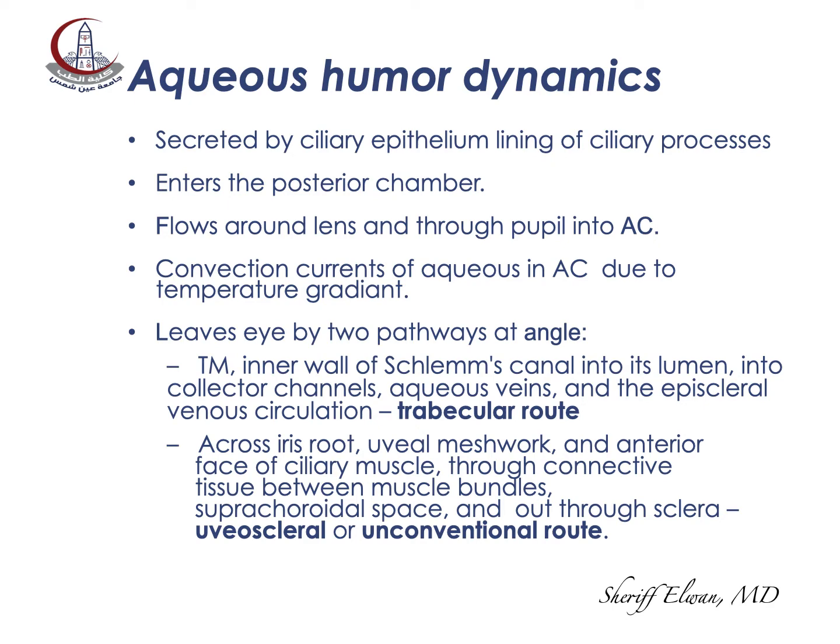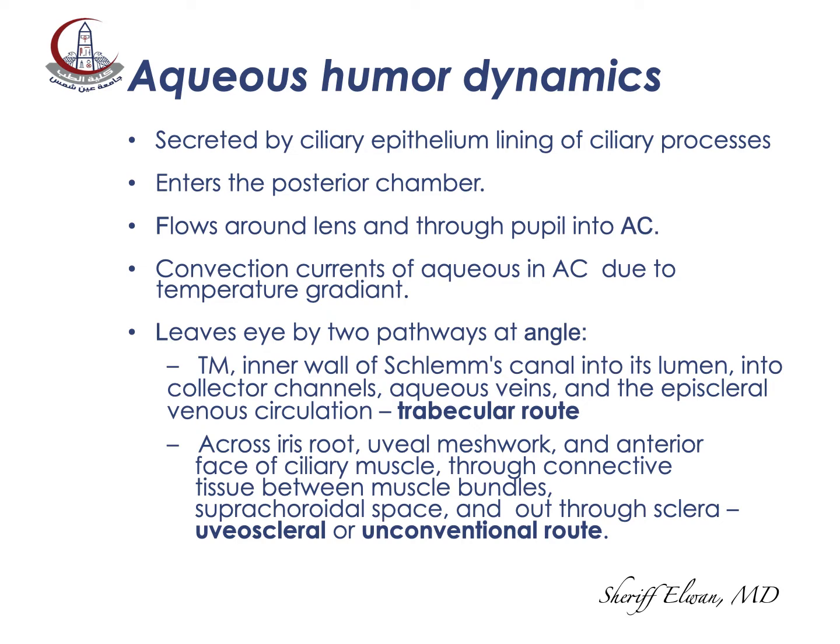And it leaves the eye by two pathways at the angle. The first is through the trabecular meshwork, then the inner wall of the Schlemm's canal into its lumen, and then into the collector channels, aqueous veins, and the episcleral venous circulation. This is called the trabecular route.